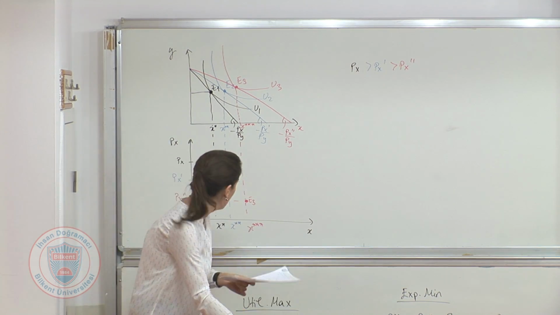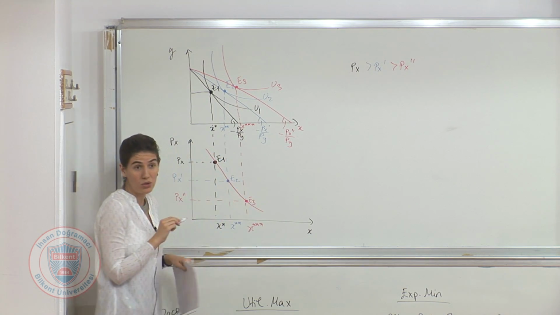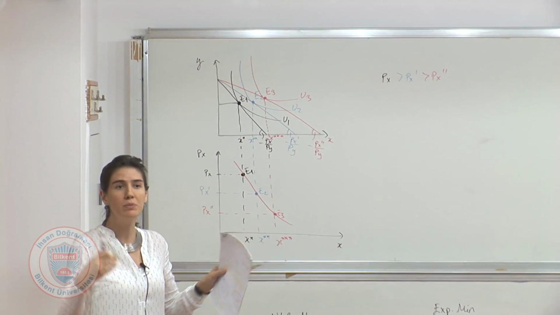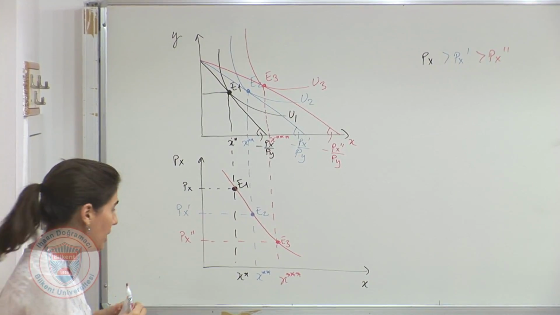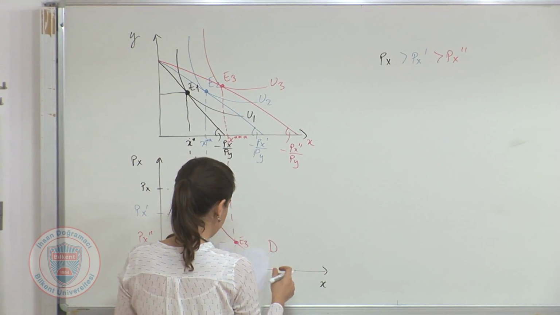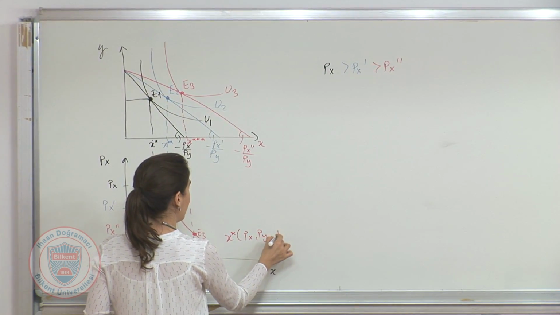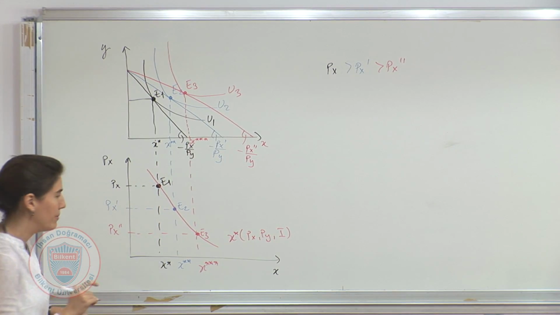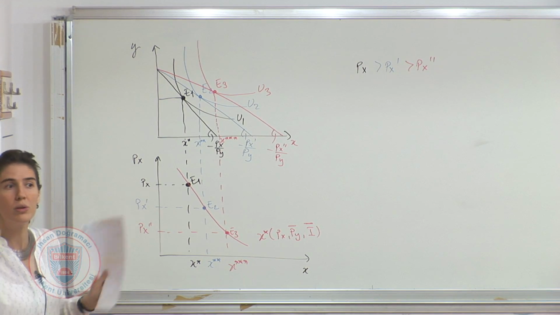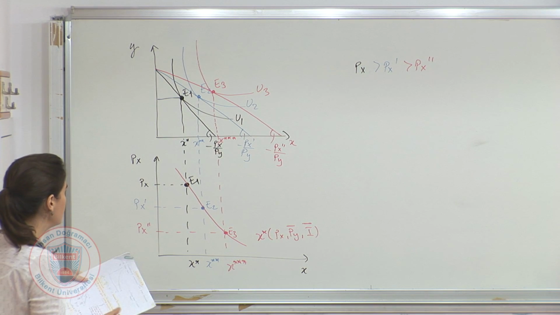So when I connect all these points, this is going to be my demand curve. You see? All those points on a demand curve are optimal choices that you make, right? So this is basically the demand curve, and now we know the fancy way, PX, PY, I. This is the Marshallian demand curve on which we keep PY and I constant, and also the preferences and tastes constant as well, okay?